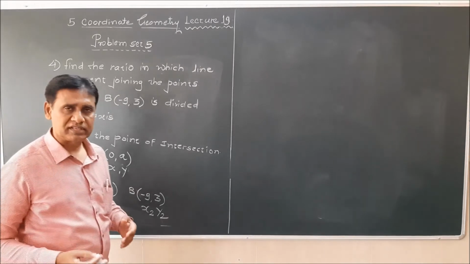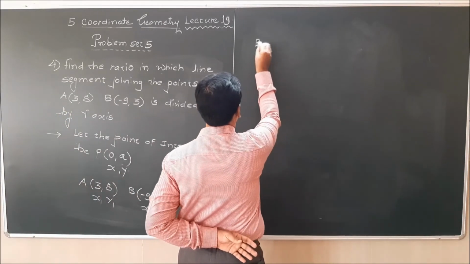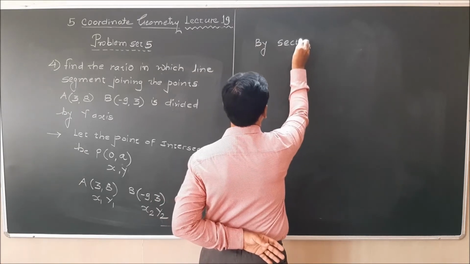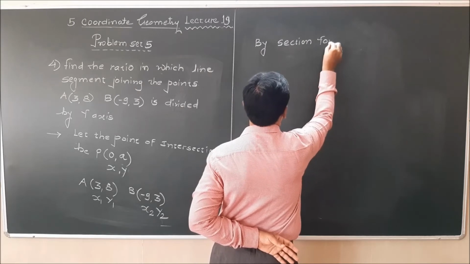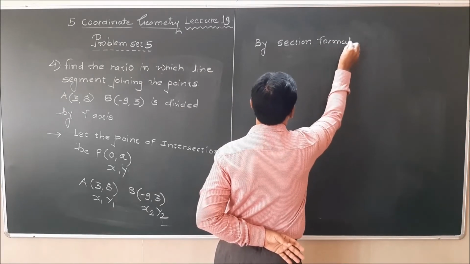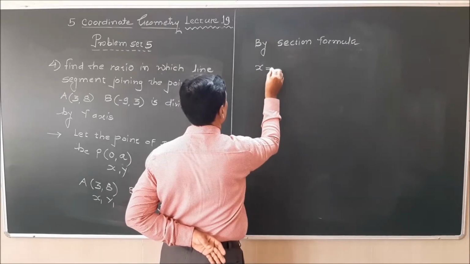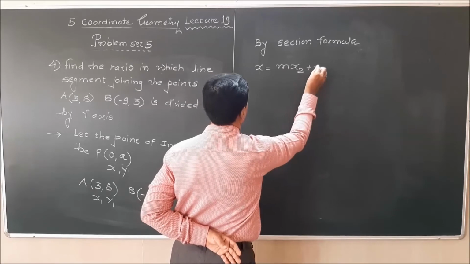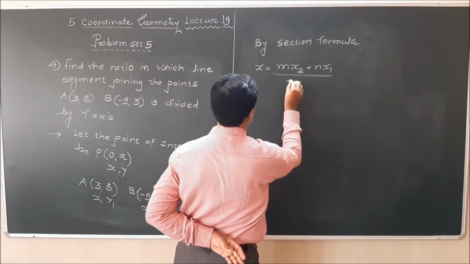So we know the section formula. So, section formula: x is equal to m x2 plus n x1 upon m plus n.